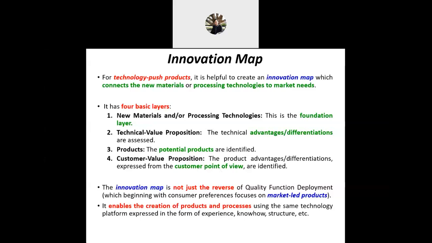Okay, so actually it is a reverse of the quality function deployment. It is not just the reverse of the quality function deployment. It enables the creation of product and process using the same technology platform, expressed in the form of experience, know-how, structure. Okay, so we can identify the family of the product or the technology platform by using the innovation map. So how is the innovation map? Look at here. This is an example of the innovation map.